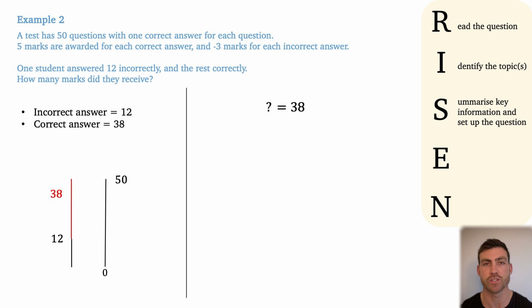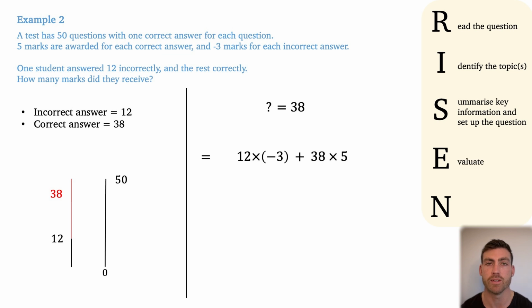Now to set up the question. Firstly, considering the incorrect answers, this is 12 groups of -3. Then we add the correct answers marks. 38 groups of 5 marks. Remember, multiplication is used when we collect groups of the same number.